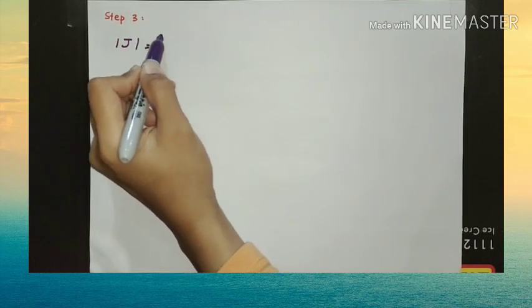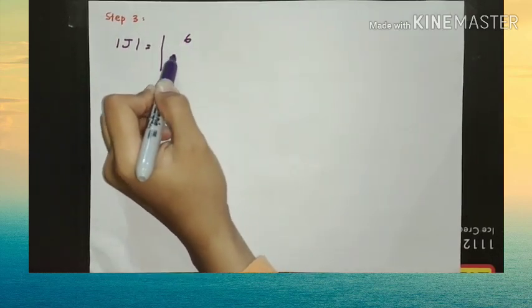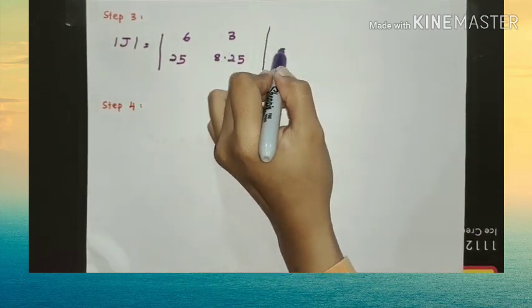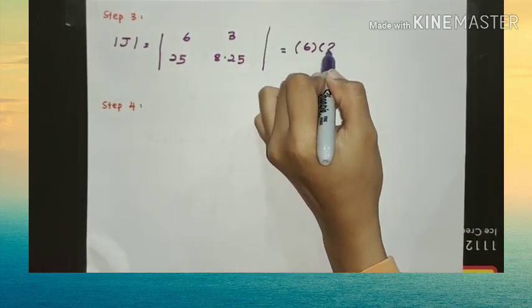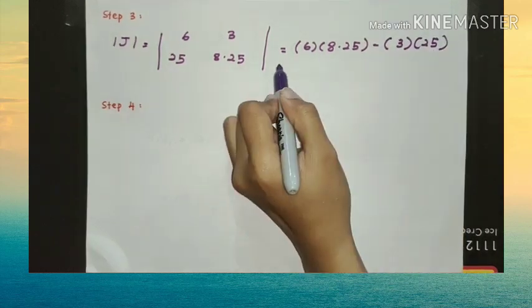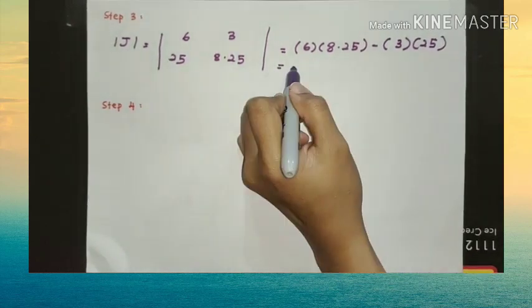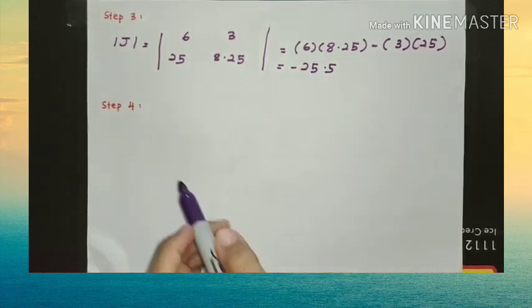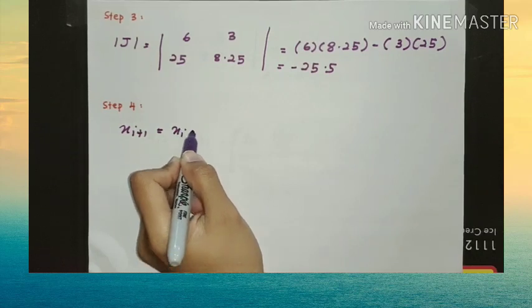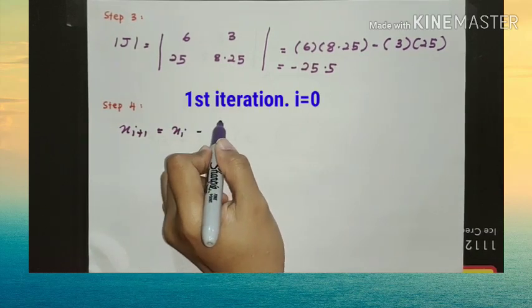For step number 3, we just need to find the determinant of the Jacobian matrix. We just need to find the determinant for a 2 by 2 matrix only. So I hope everybody knows how to find the determinant for a 2 by 2 matrix. So our determinant is negative 25.5. Step number 4, let's start our calculation by using the Newton-Raphson method.